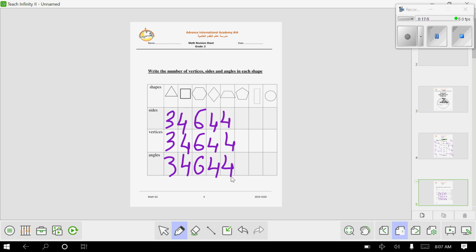And what about the pentagon here? Perfect. Not 4, sorry, 5 sides, 5 vertices, and 5 angles. What about the rectangle? Amazing. 4 sides, 4 vertices, and 4 angles. What about the circle? Excellent. 0 in everything. 0 sides, 0 vertices, and 0 angles.